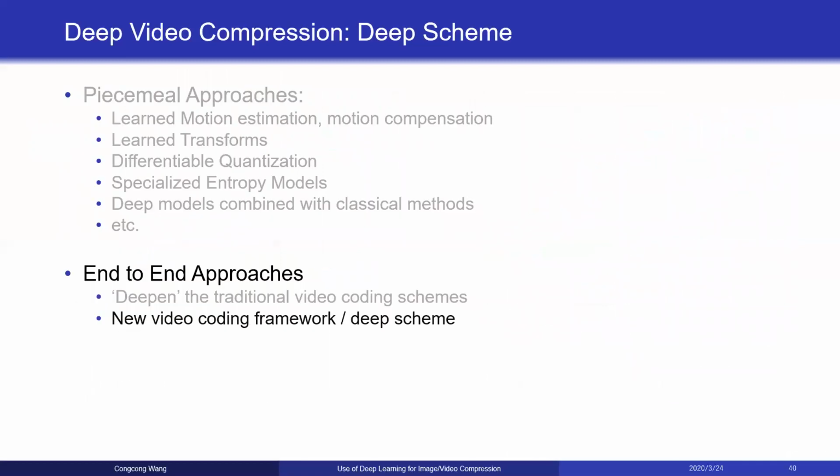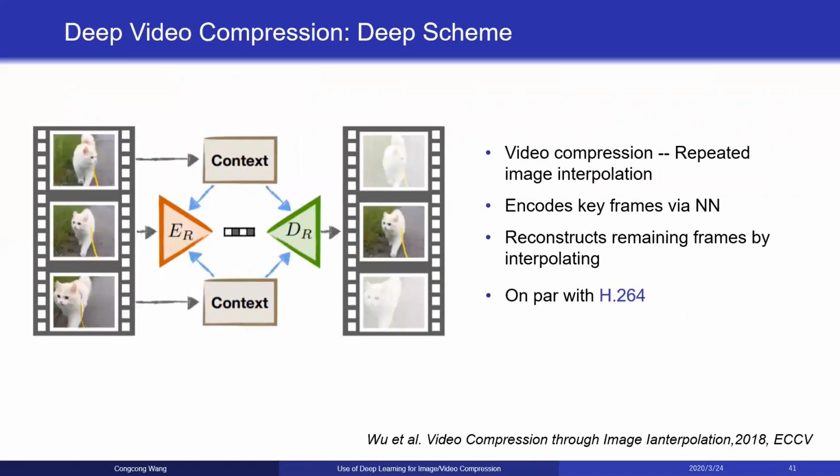Besides following the classical video compression frameworks, there is some work trying to propose alternative new deep frameworks. For example, in a work proposed in 2018, the authors treat video compression as repeated image interpolation. The key frames of a video are encoded by a neural network, and the remaining frames are reconstructed by interpolation. It benefits from deep image interpolation and gets a fine performance, comparable to H.264.